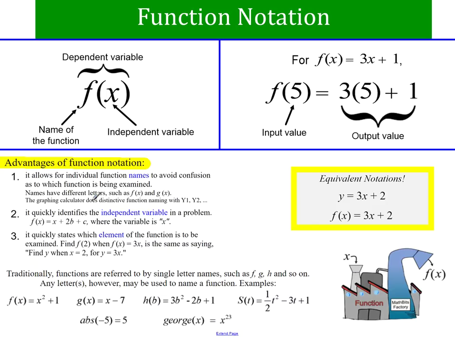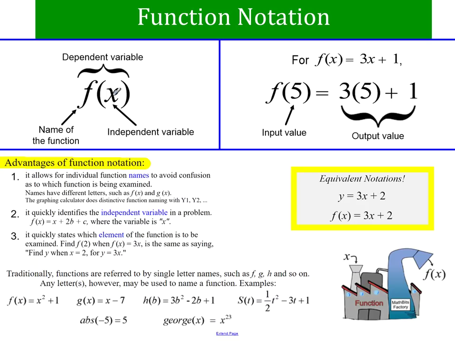That's just too much to say for mathematicians as an equation. So you can say, this is f, that is g, this is h, this is capital S, this is the absolute value function, this is the George function. It's a way for you to have a collection of objects and just name them easily. So that's one advantage. Second advantage, we can quickly identify the independent variable in the problem, or the input value as well. That's always going to be what's inside the parentheses.